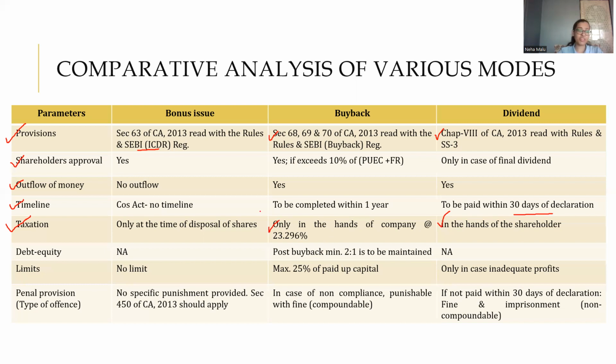And next, when it comes to maintenance of debt equity ratio, it is to be noted that in case of bonus and dividend, there is no requirement of maintaining post-event debt equity ratio. However, in case of buyback, a minimum post-buyback debt equity ratio of 2:1 is to be maintained. And in case of government company NBFCs, there's a higher limit of 6:1.